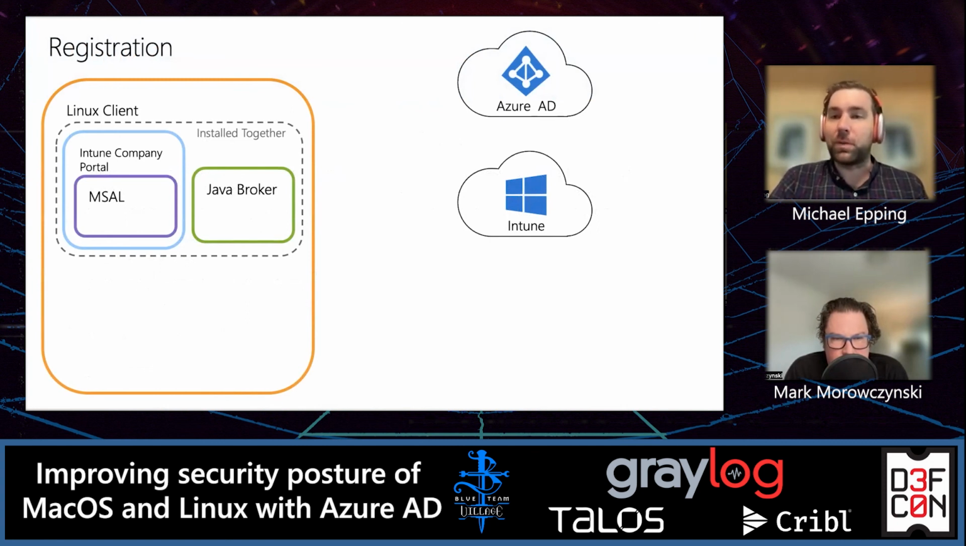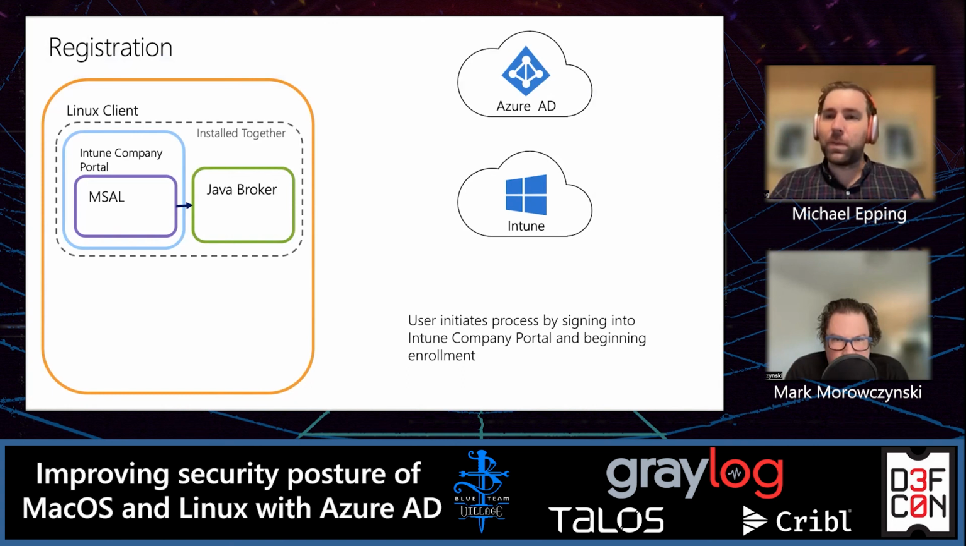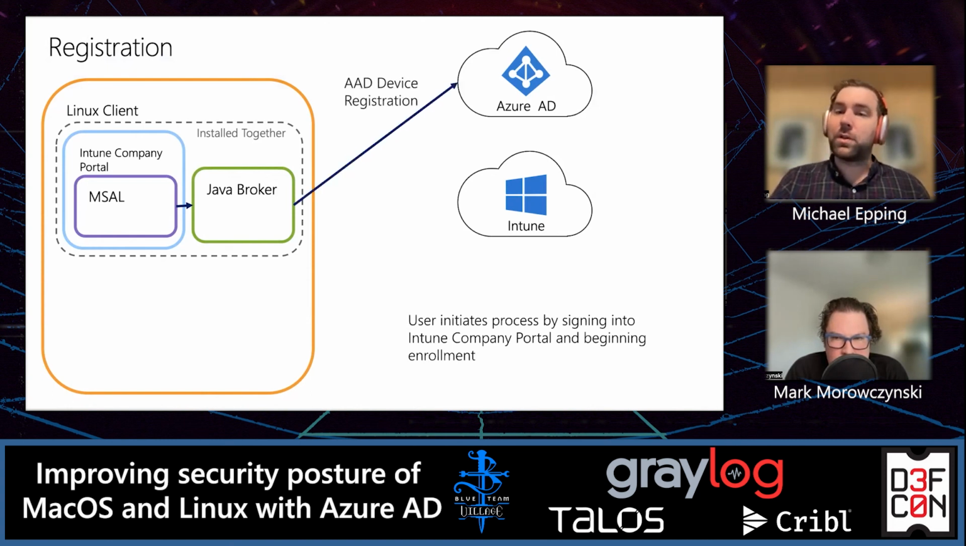When you install the company portal from our package repo as a deb or in the future, maybe an RPM, it's going to come bundled along with the Java broker. Technically separate components, but they're dependencies for each other. Then when I want to initiate enrollment, my user opens the company portal app or is directed to the company portal app by a conditional access policy blocking their access. And the MSAL module is used to present the user with a sign-in screen. So they initiate their sign-in, and just like before, they can do a passwordless sign-in or username and password plus MFA. And then MSAL takes those credentials and passes them through the Java broker to Azure AD, where we do a device registration.